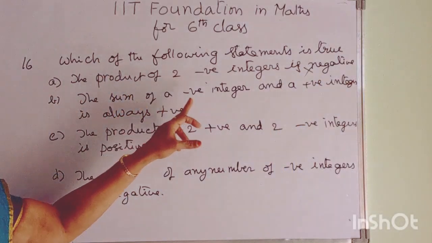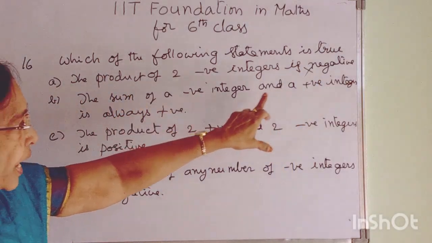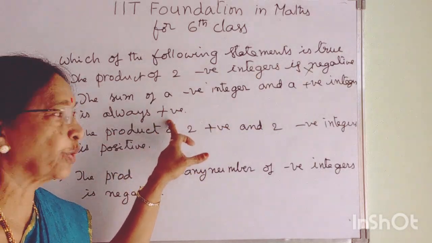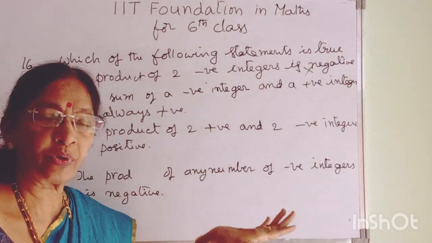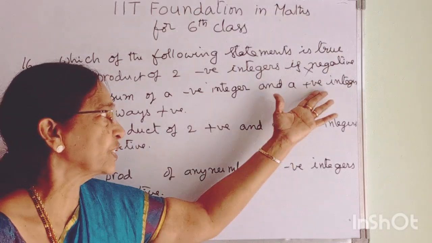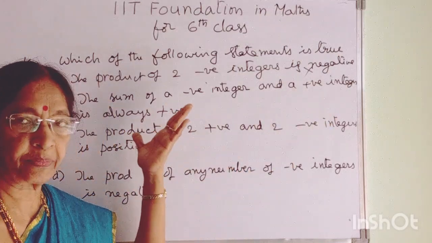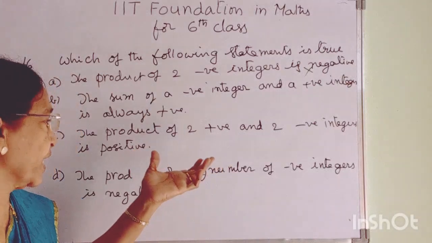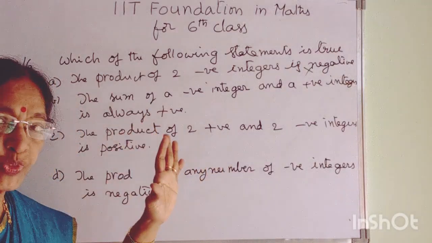Next one, the sum of a negative integer and a positive integer is always positive. No. It may be negative or positive. If the positive integer is greater, the sum is positive. If the negative integer is greater, the sum is negative. Therefore, it is not always positive.